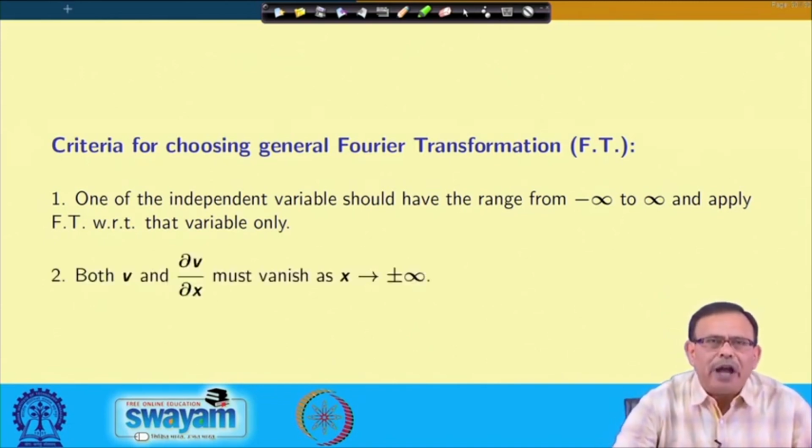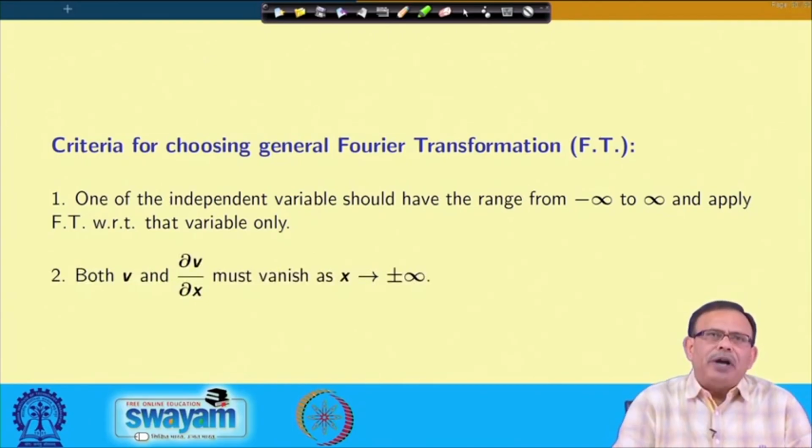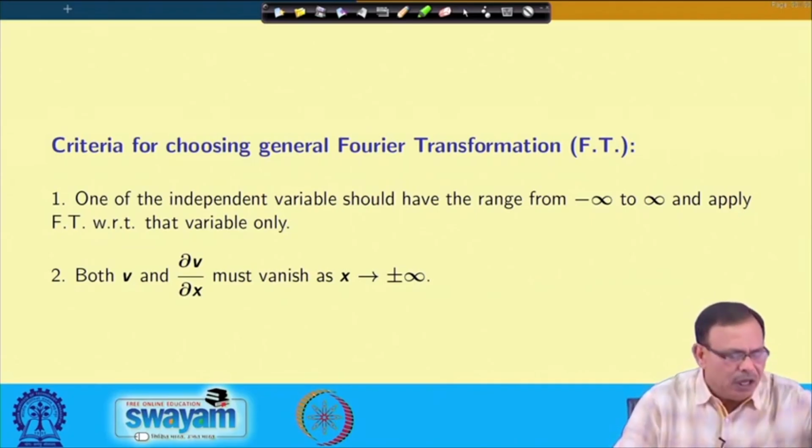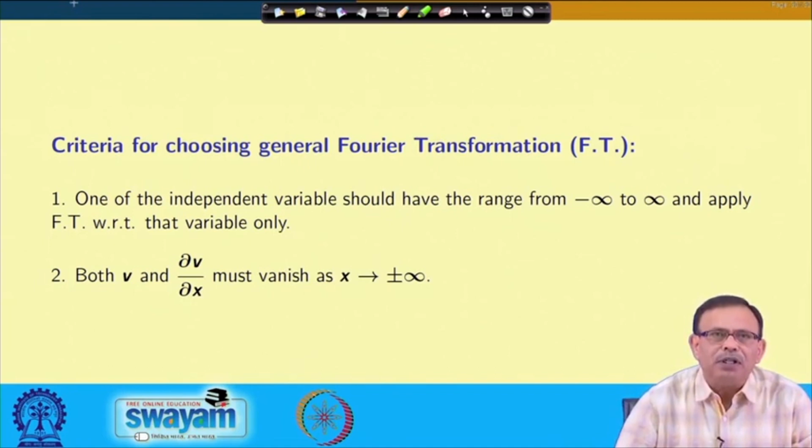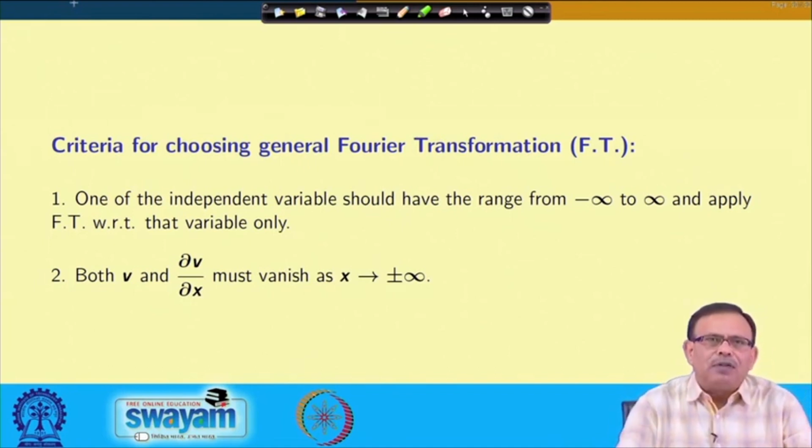And the second point is both v and del v del x, or you can say u and del u del x, must vanish as x approaches plus infinity or minus infinity. I will tell you why this is required, but please note that both u and del u del x must vanish as x approaches plus minus infinity. So, two conditions are given.